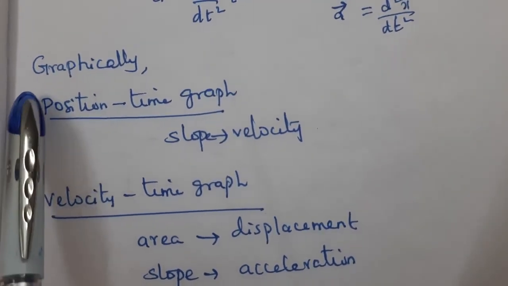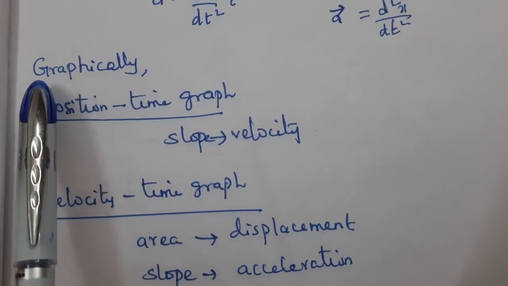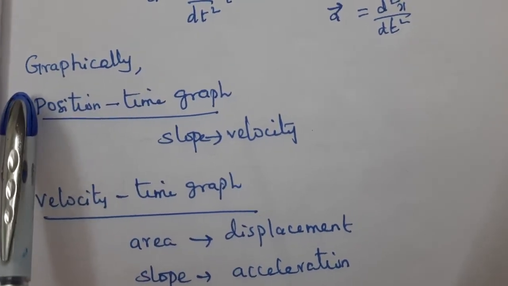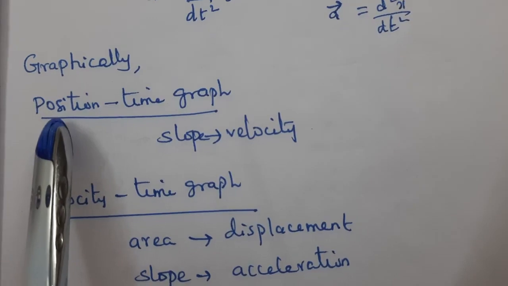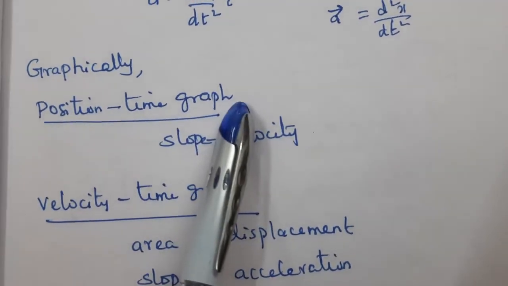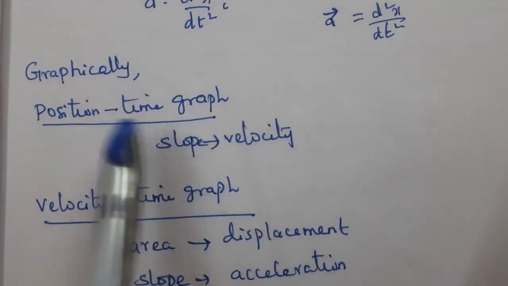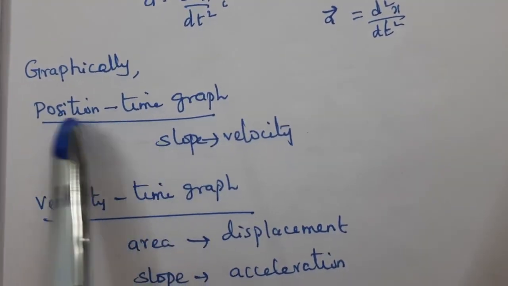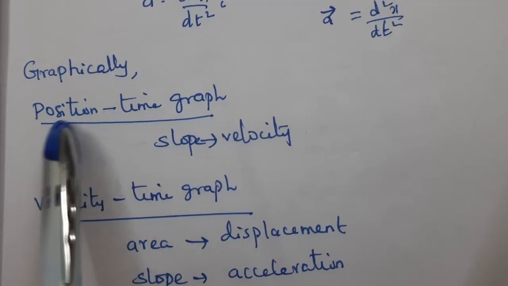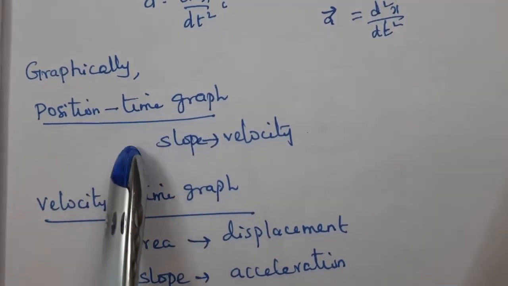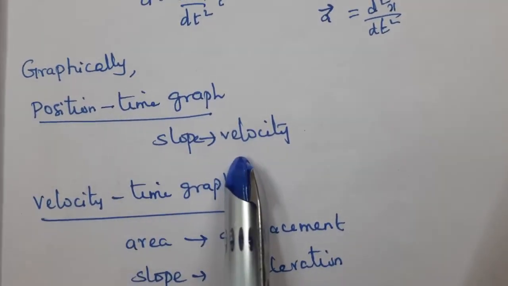Yesterday, I discussed graphs: the position time graph and the velocity time graph. Graphically, when the position time graph is given, the slope of the graph gives the velocity. The graph that varies between position and time is known as the position time graph, and the slope of that graph gives velocity.